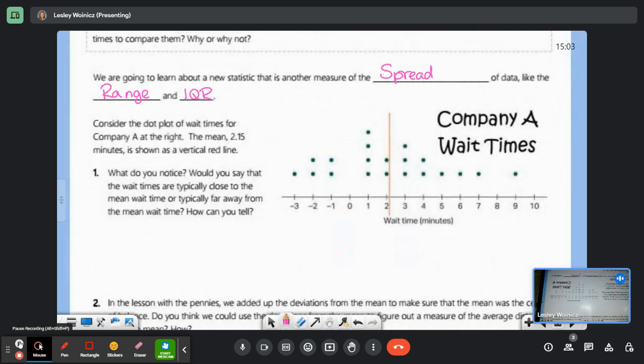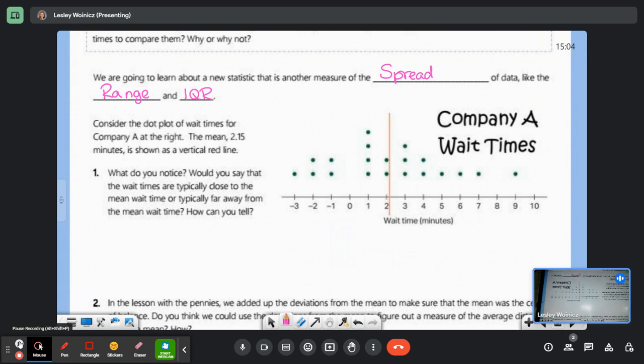Okay, consider our dot plot for wait times for company A at the right. Here you can see that the mean 2.15 is shown as a vertical red line. Okay, so if these were pennies on a ruler, this is where your finger would have to be. Everybody remember doing that? Yep. Okay. What do you notice? Would you say that the wait times are typically close to the mean wait time or typically far away from the mean time, and how can you tell?